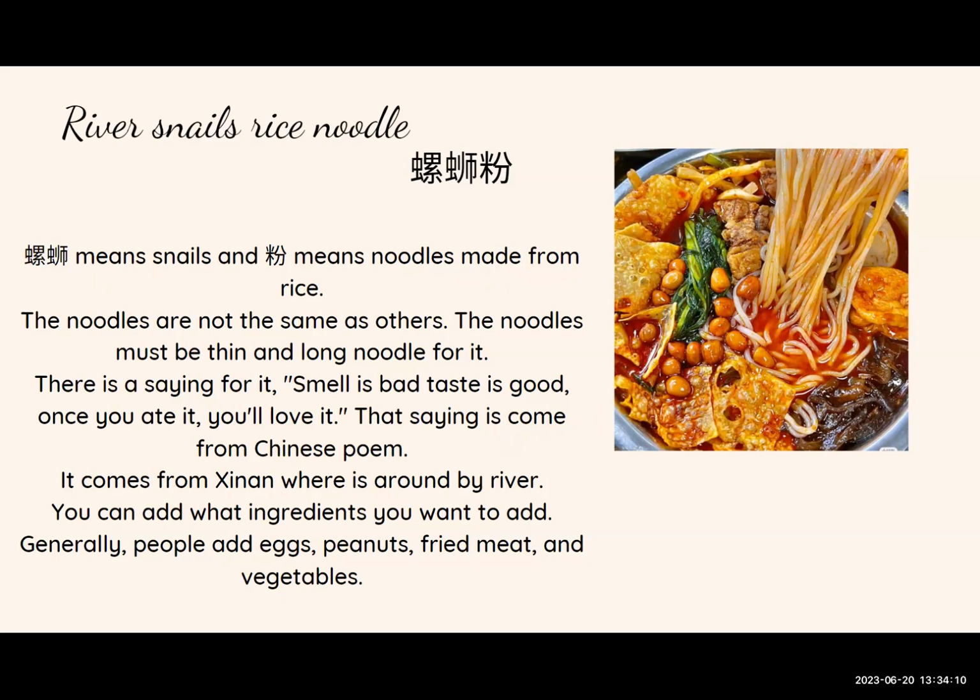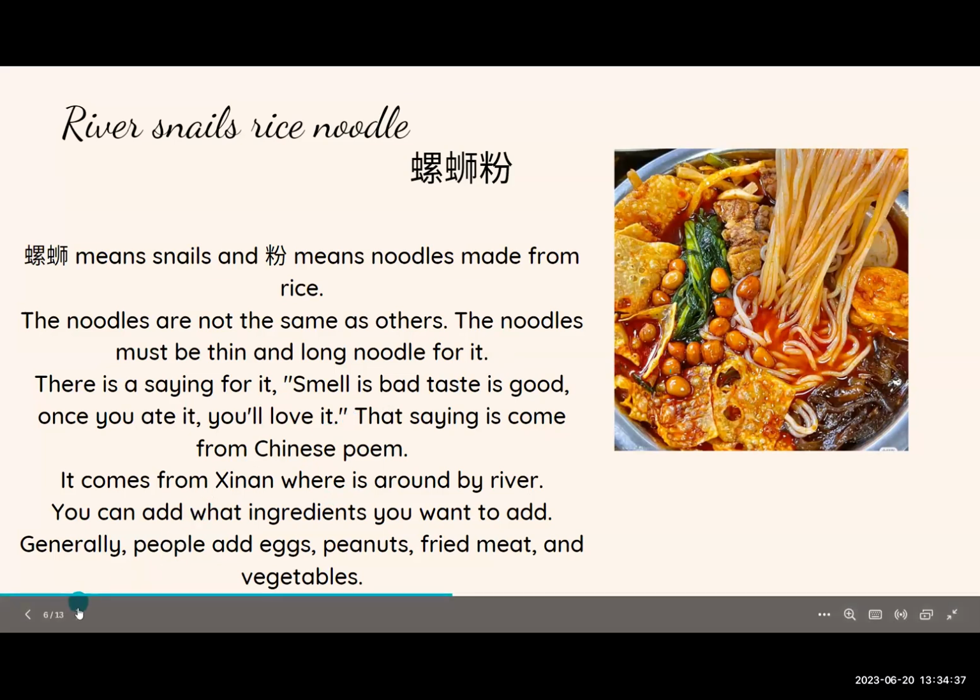It comes from Liuzhou, which is surrounded by a river in China. For the ingredients, generally you can add eggs, like boiled egg or fried egg, and peanuts, fried meat, and vegetables. For the fried meat, you can add fried pork belly, fried chicken, and fried duck. So this is the end.